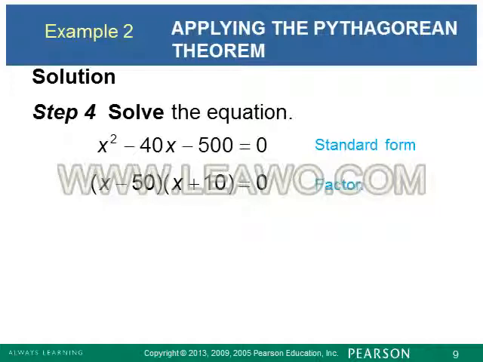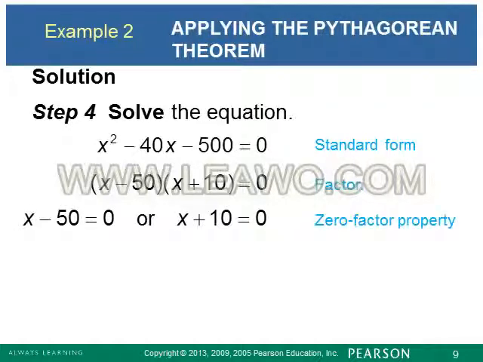You can use the AC method. Ask yourself what multiplies to give me a negative 500 but adds to give me negative 40. That's how we ended up with these values. Set each factor equal to 0 and solve. That's using the zero factor property. Remember that from section 4.